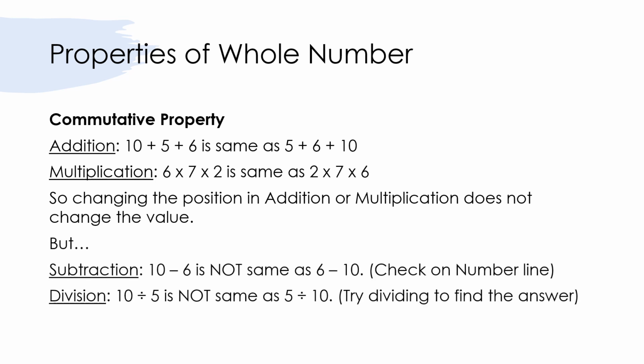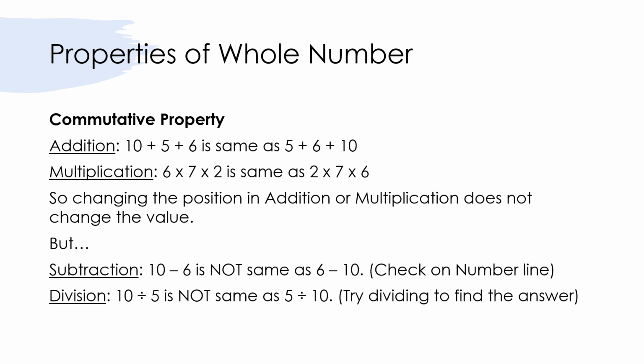Okay? But what happens when we are subtracting? Is 10 minus 6 the same as 6 minus 10? You can check on the number line. The answer is 4 for 10 minus 6 and minus 4 for 6 minus 10. So the answers are not the same. We get different answers. Similarly, when we divide 10 by 5, we get the answer as 2. But when we divide 5 by 10, we get the answer as 0.5.